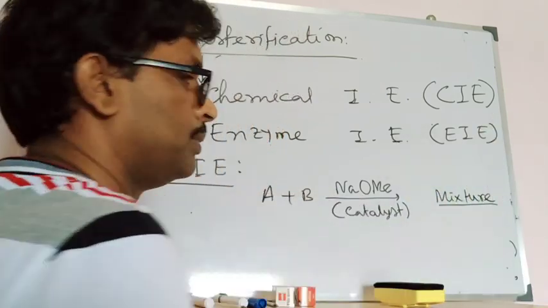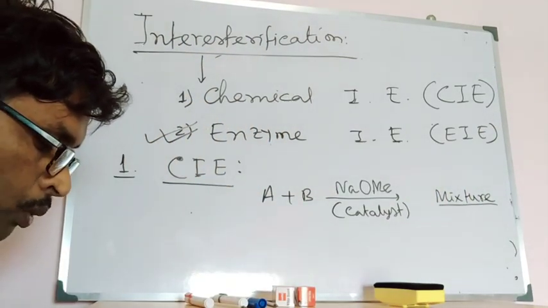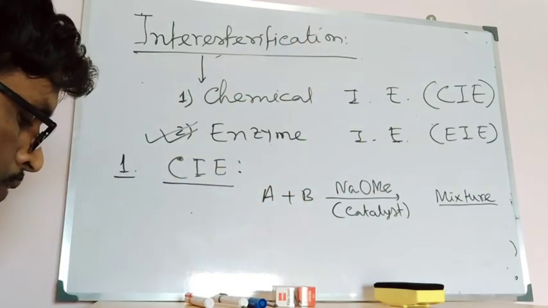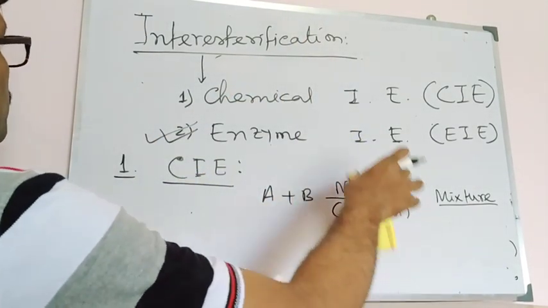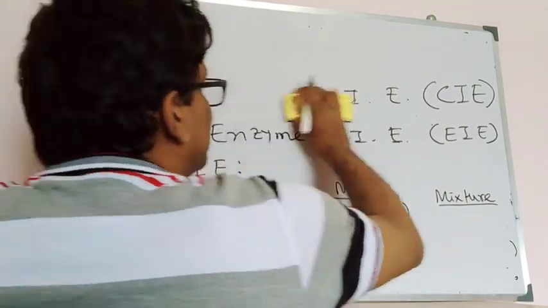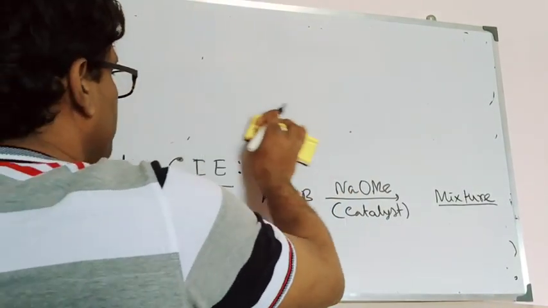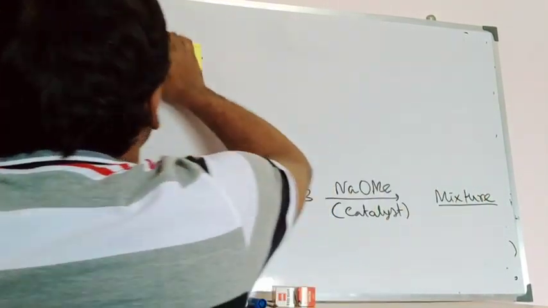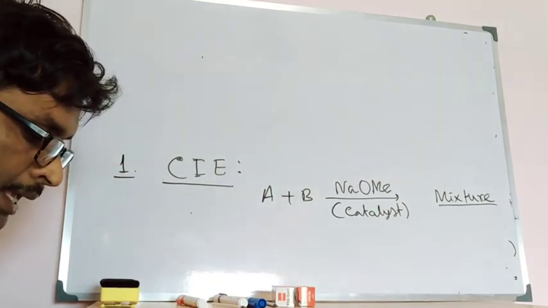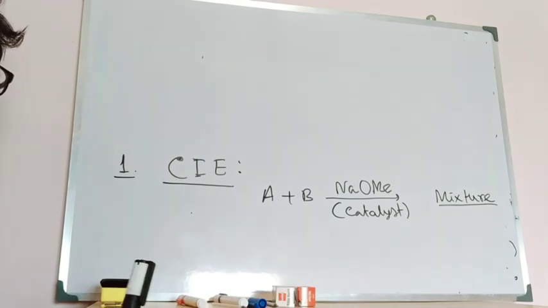This is a mixture of the fats and oils we got there. Now, what are the problems of using NaOMe in CIE, that is chemical interesterification? The first problem is that the NaOMe has to be removed. After the reaction, you have to remove the NaOMe.